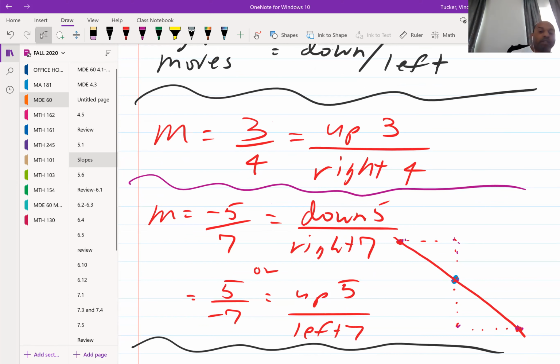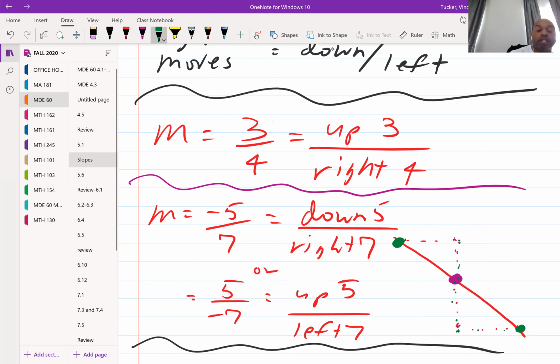But if I decided to give it to the bottom number, that means I have a positive 5 over a negative 7. So I'll go up 5, left 7. And so either way, I will still get the same result. So the reason, if you look at it over here, if I have my point in the middle, and if I go down 5, right 7, that'll put me right here. But if I go up 5 and left 7, that'll put me up here. I still will have the same line. So the same line will be generated as long as you do everything correctly.